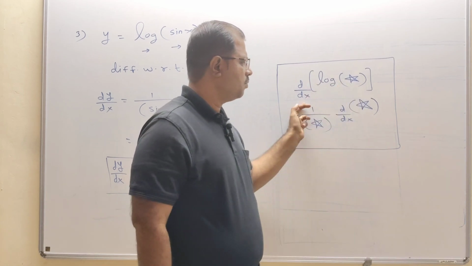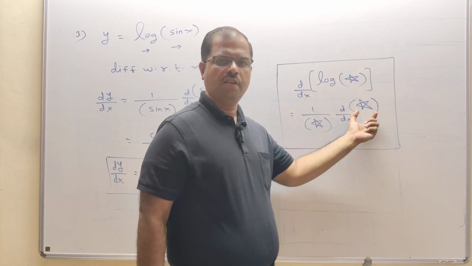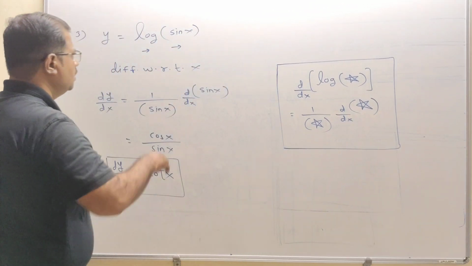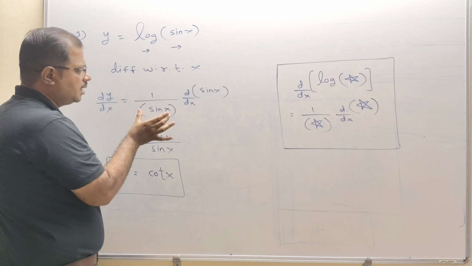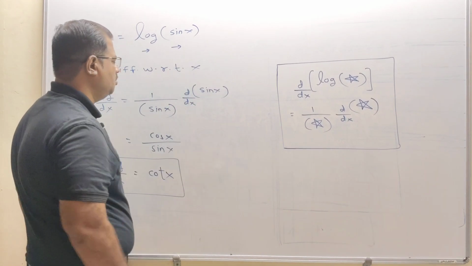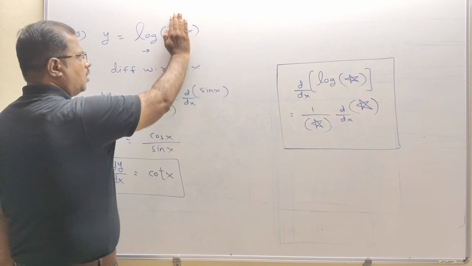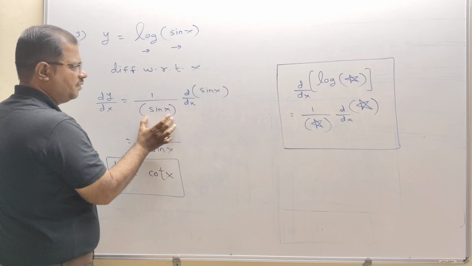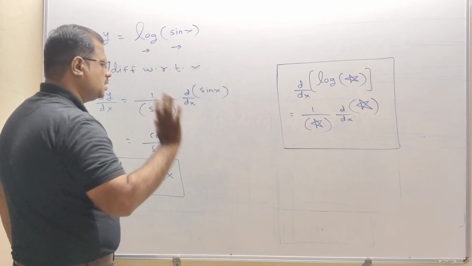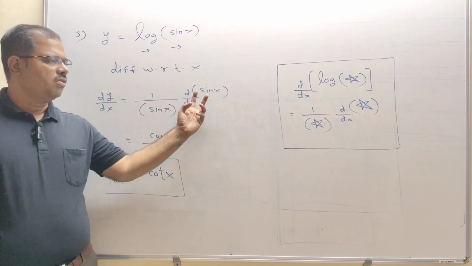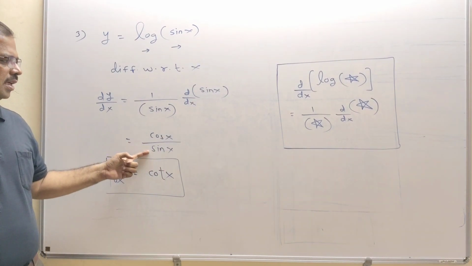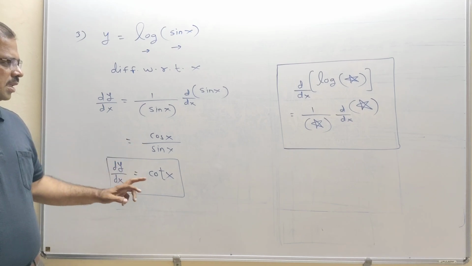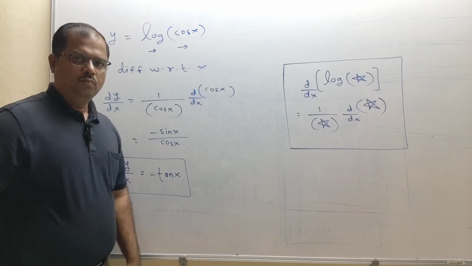The derivative of log f(x) is 1 upon that f(x) into the derivative of this f(x), written in the numerator. Therefore, the derivative of log of sin x is 1 upon sin x into the derivative of sin x, written in the numerator. The derivative of sin x is cos x, into 1, so cos x upon sin x. Cos x upon sin x is cot x.